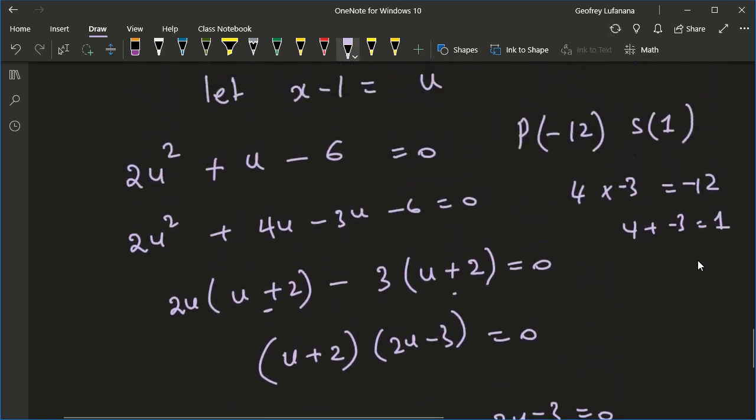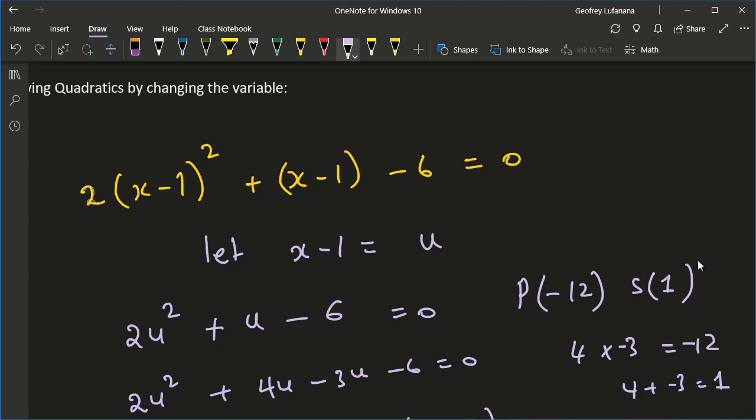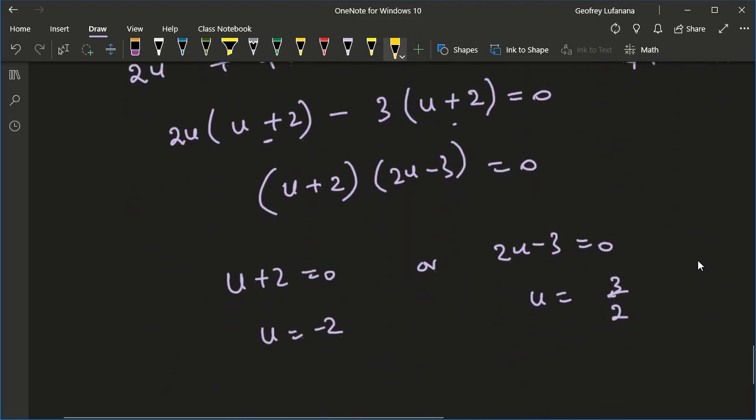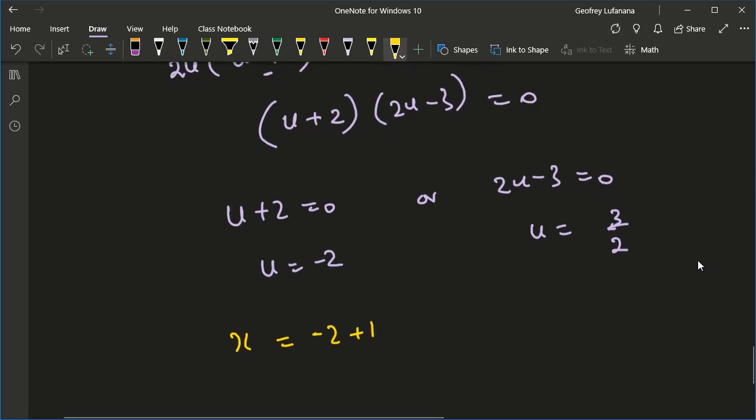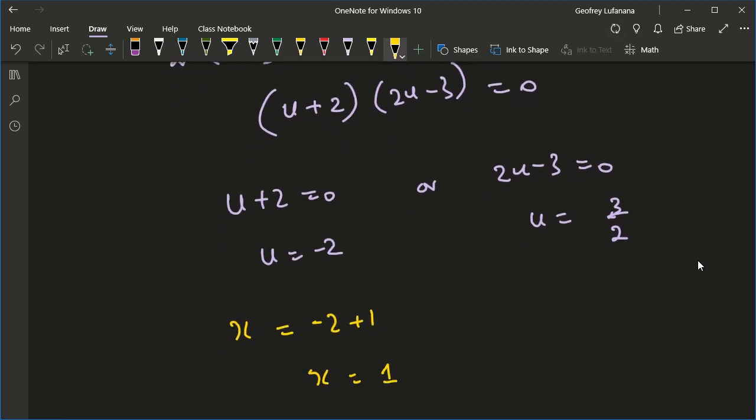Now I've found u, but my question wanted me to find x. So u equals x minus 1, meaning that my x is going to be equal to u plus 1. So if u is negative 2, my x is going to be negative 2 plus 1, so my x equals negative 1. And if u is 3 over 2, my x is going to be 3 over 2 plus 1. This gives me 5 over 2.